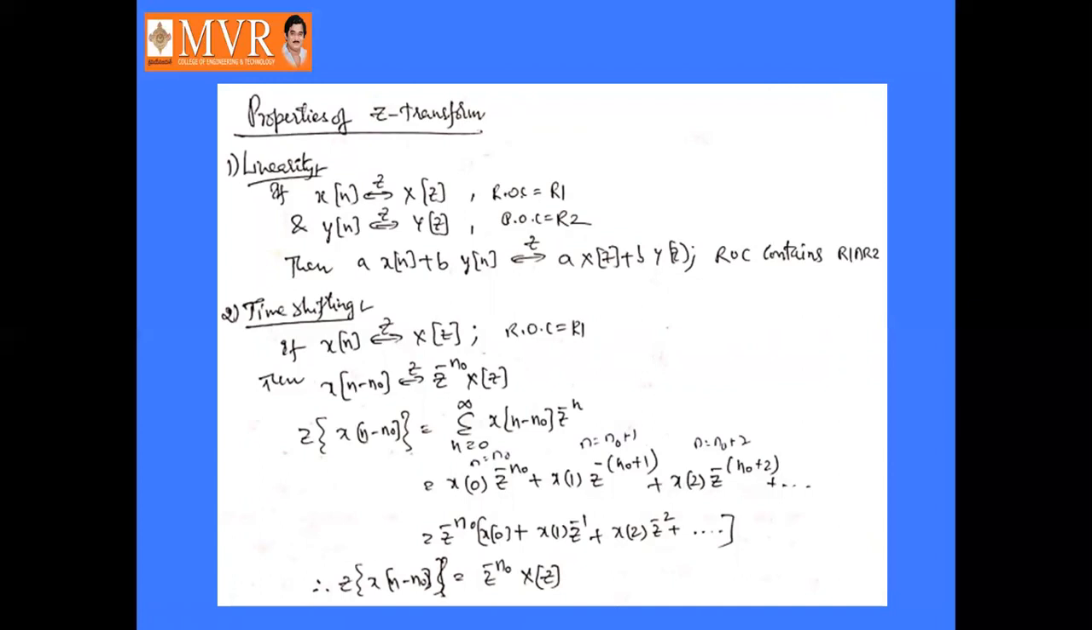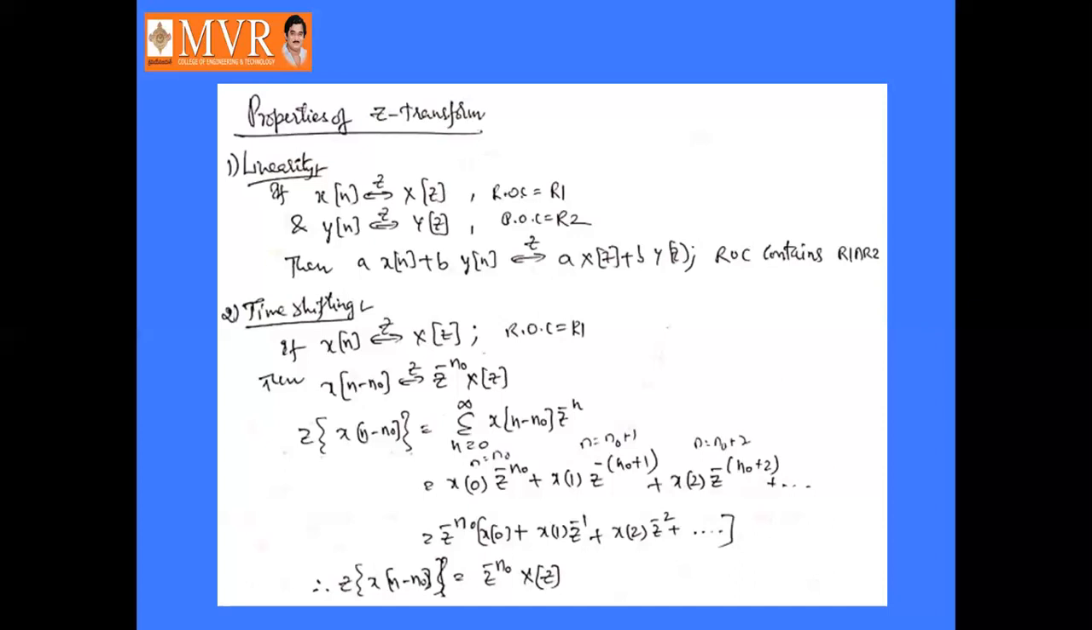So if n equals n naught, it becomes x[0] into z power minus n naught, plus x[1] into z power minus (n naught plus 1), plus x[2] into z power minus (n naught plus 2), and so on. Taking z power minus n naught common, this is x[0] plus x[1] z power minus 1 plus x[2] z power minus 2, and so on, which is nothing but z power minus n naught into X(z).